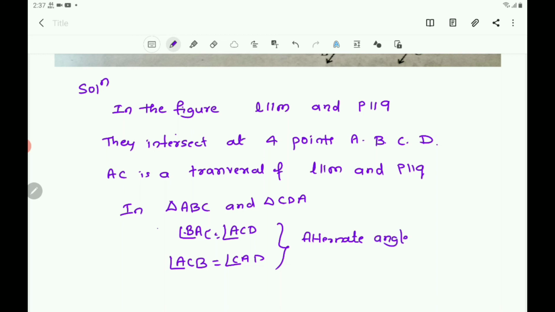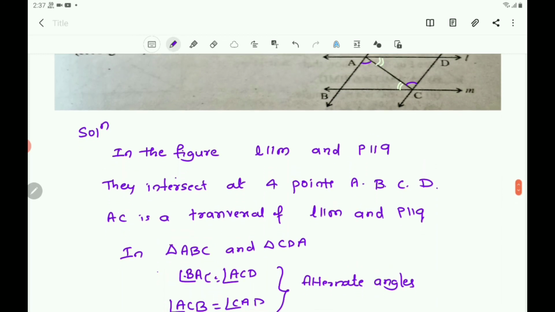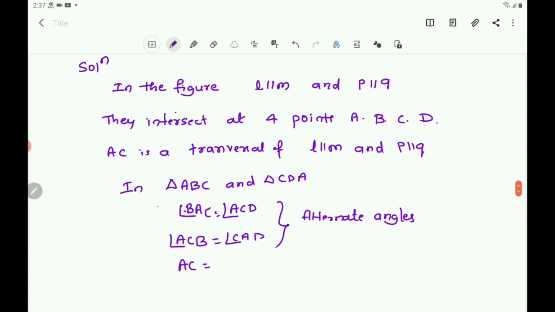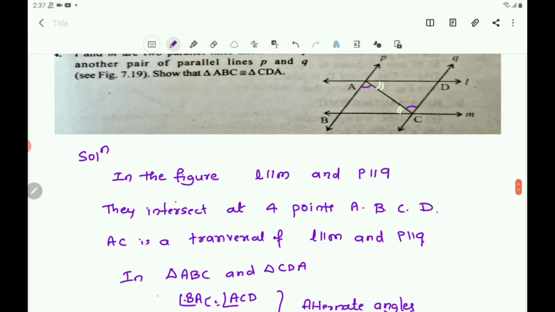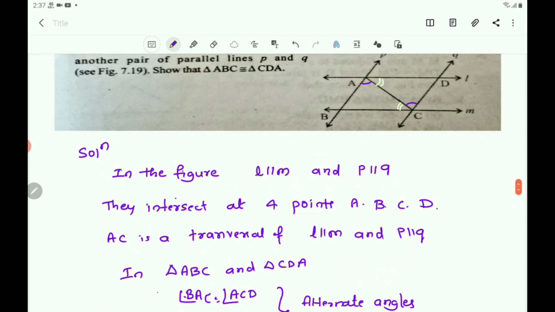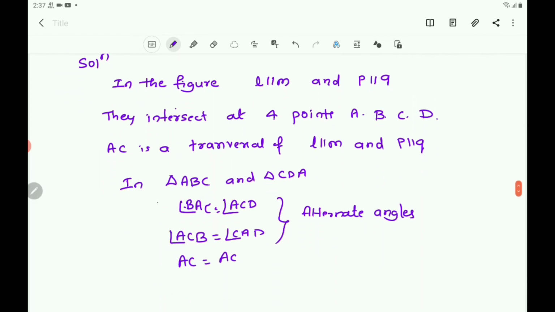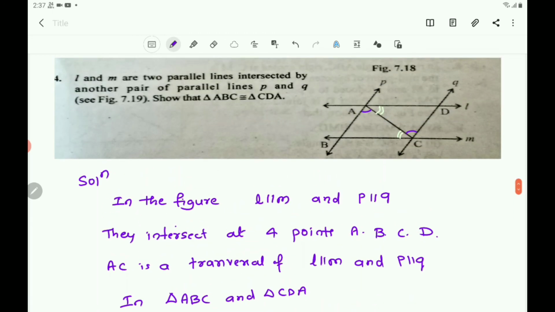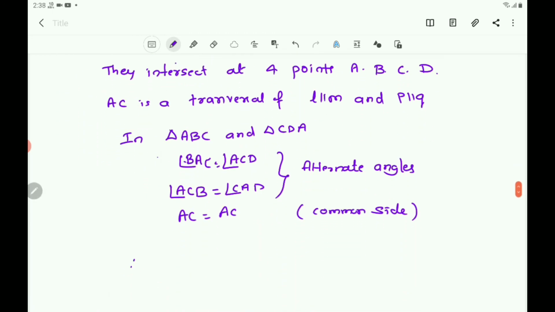Then you can have AC equals AC. Why are they equal? Because AC is a common side, that is a side of both triangle ABC and triangle ACD. So you write the reason is common side. So AC equals AC. Therefore triangle ABC is congruent to triangle CDA.